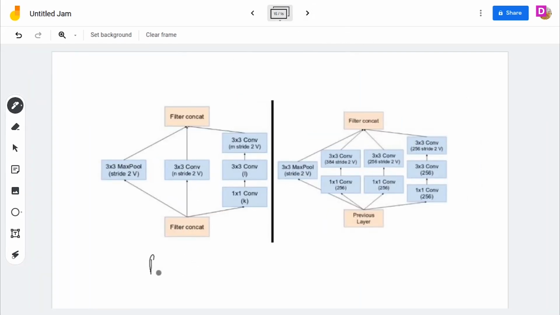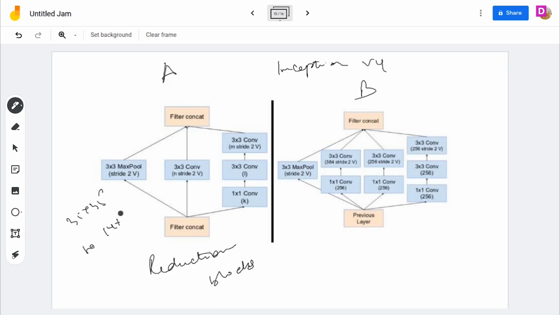Here are the reduction blocks again. So this is reduction block A and this is reduction block B. They are similar to inception V4 reduction blocks, so the blocks are not changed. Again, this is used for 35 cross 35 to 14 cross 14, and this one is used to reduce from 14 cross 14 to 8 cross 8. So here also you have the same thing, max pooling, 1 convolution and 2 3 cross 3 convolutions. After 1 cross 1 convolution, this 1 cross 1 is basically to reduce the number of parameters, to reduce dimensionality.